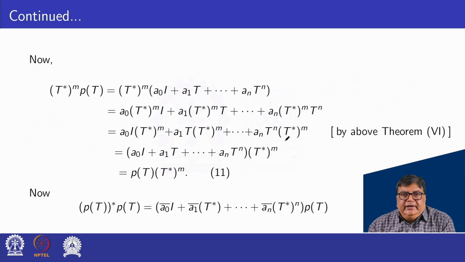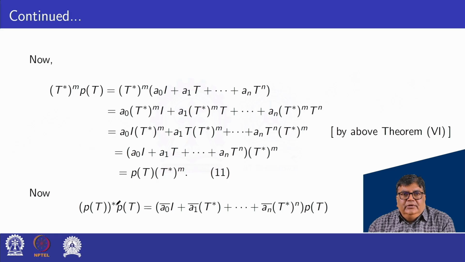This can be written as a0 I plus a1 T plus and so on an T to the power n into mth power of T star, that is T star m as common. So this can be written as P(T), that is polynomial of T into mth power of T star. Equation 11.